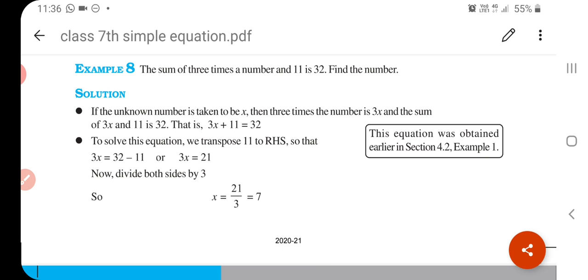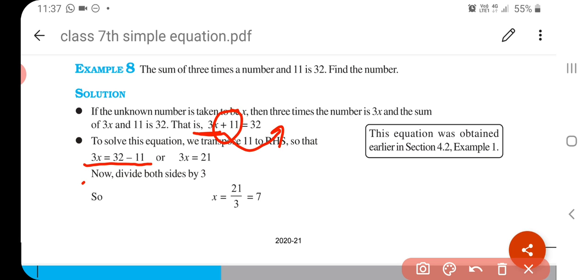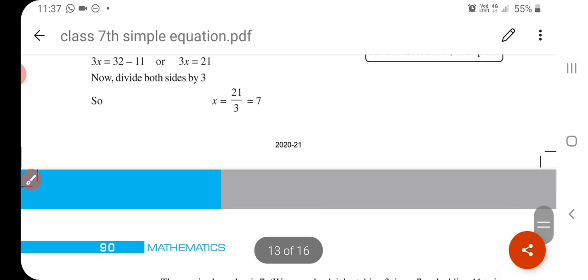So 3x, see here, 3x is our term. You have to keep 3x on the LHS, and on the other side of the equals sign, you write 32, because 11 is a constant. Here 11 is with a plus sign. When you transpose it to the RHS it becomes negative. So 3x is equal to 32 minus 11. So 3x is equal to 21. Now divide both sides by 3. If you divide both sides by 3, x is equal to 7, which is your answer. Understand? This type of question you have to solve.